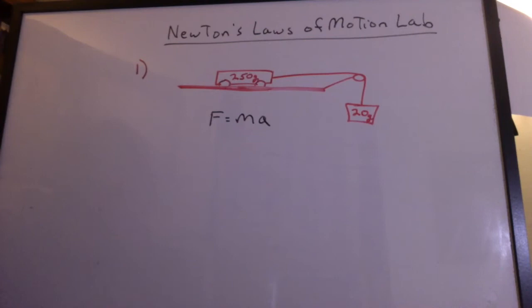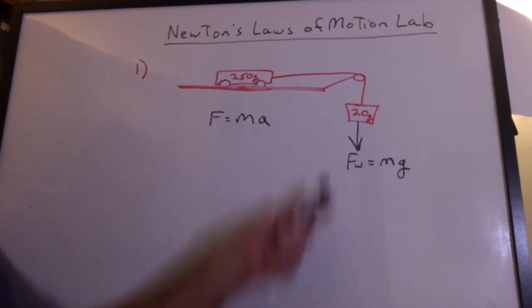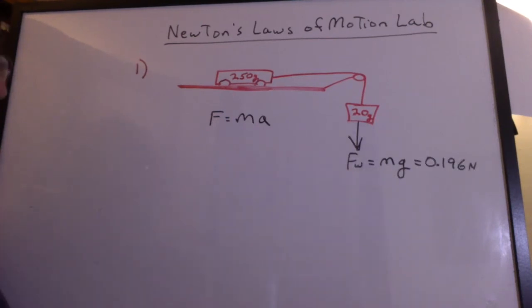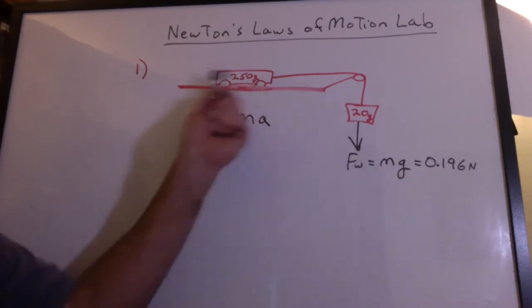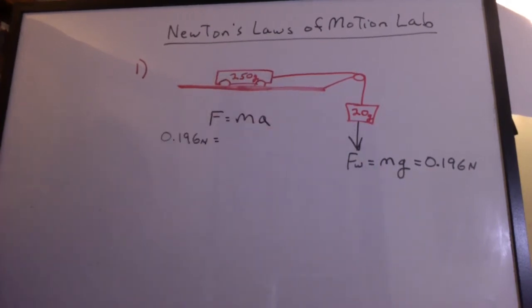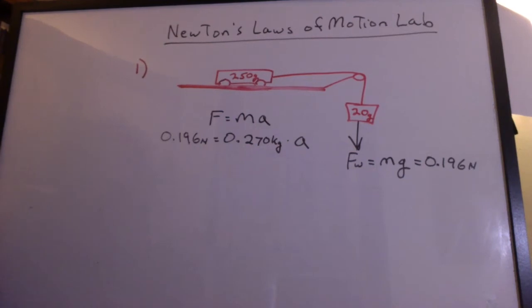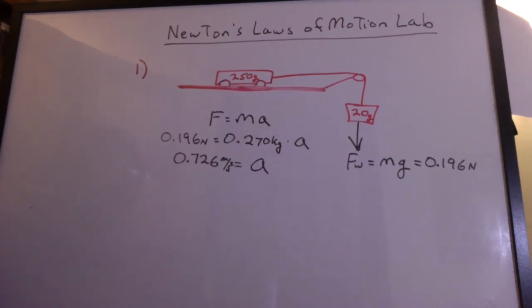We'll use F equals ma to calculate the theoretical acceleration. We now know that this weight is equal to mg, 0.196 newtons. That's the force that's going to make the whole system accelerate. The mass of the system, 0.270 kilograms times the acceleration. I get 0.726 meters per second squared, and that's theoretical.